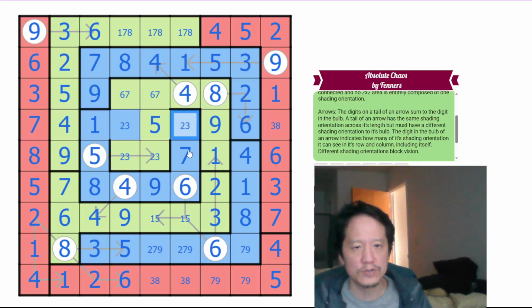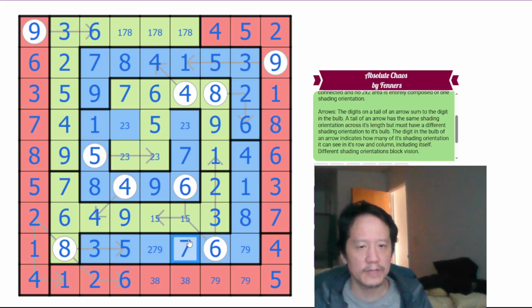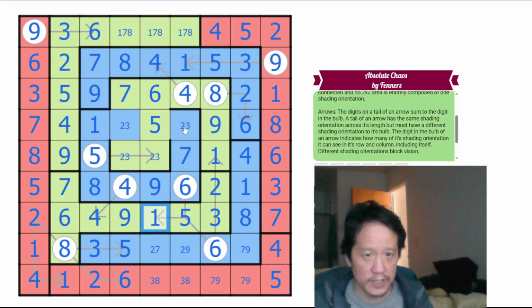This becomes a 2, 3, 2, 3 pair. This 6 eliminates 6 here, so this is 7. This is 6. This 2, 3, 2, 3 pair eliminates that 3, so this is an 8. This can't be 7, and this can't be 9. This 1 eliminates that 1, so this is 5, this is 1.